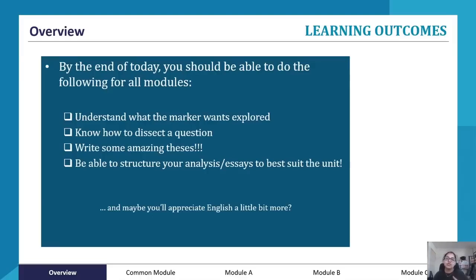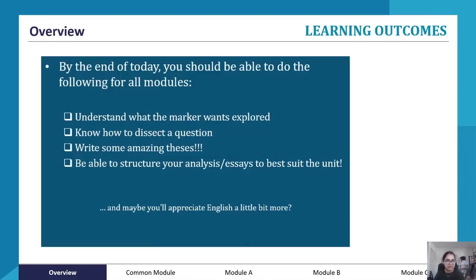At the end of the module, you should be able to do the following for all the modules. You should understand what the marker wants explored. You should know how to dissect a question. That's something that's often overlooked, because you think, oh, it's English, it's going to be a 'to what extent' or 'evaluate' question, and it's pretty straightforward. You may not think about dissecting an English question the same way you might break down a biology, chemistry or even a maths question. So we're going to talk through that and make sure you know how to get all the important elements out of the question, understand them, and then put them in your thesis.